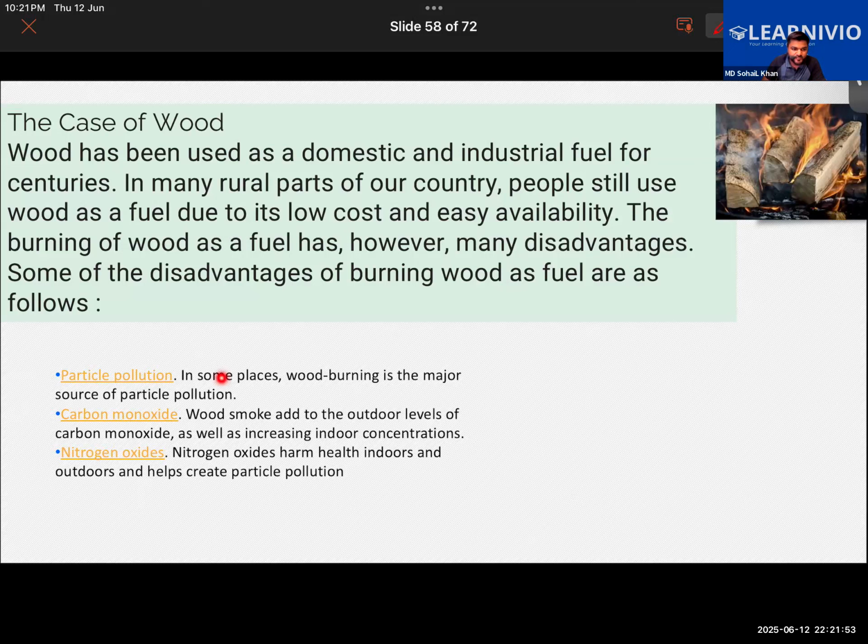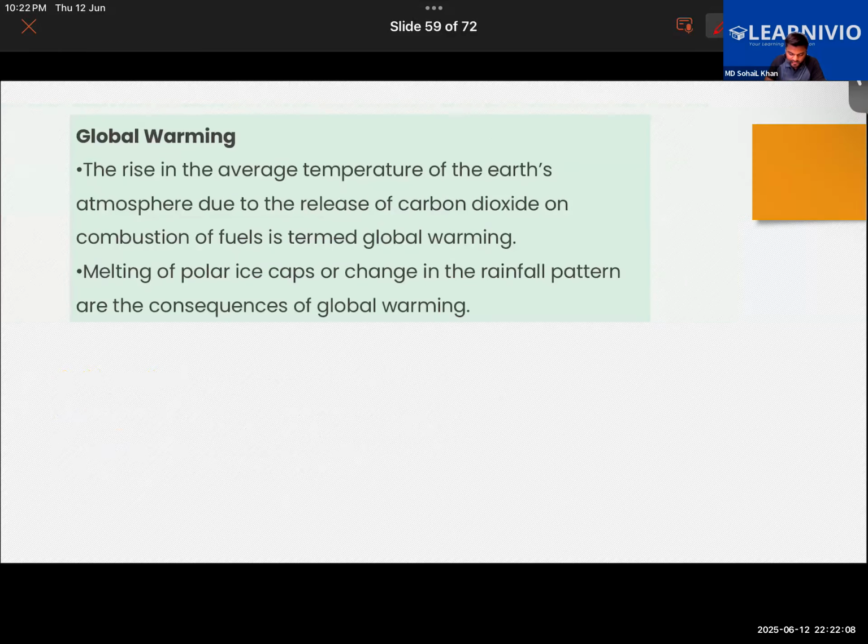It will release so many unburned carbon particles. It will be releasing carbon monoxide. Then it will release gases like nitrogen oxides. Getting it? And all of these are harmful for the environment.